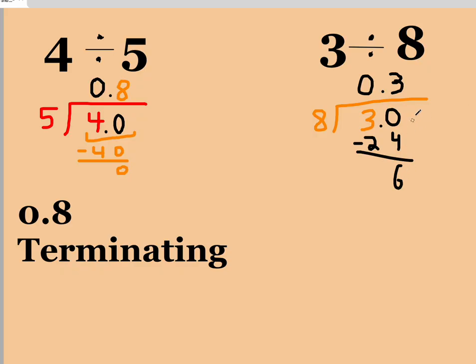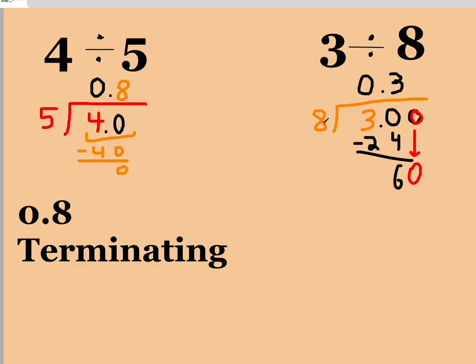Now, since I didn't end with a 0, I'm going to add another 0 here. Okay? Remember, the reason I can do that is because 3.0 is the same as 3.00. Think about money. $3 is the same as $3 and no cents.